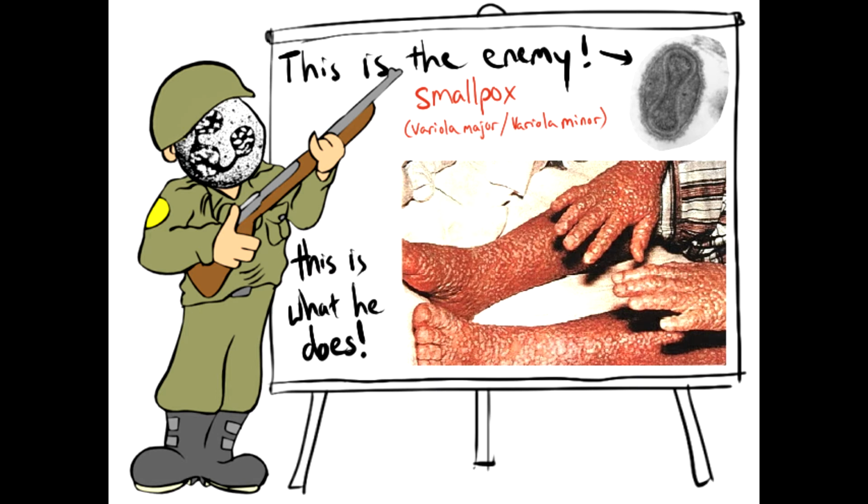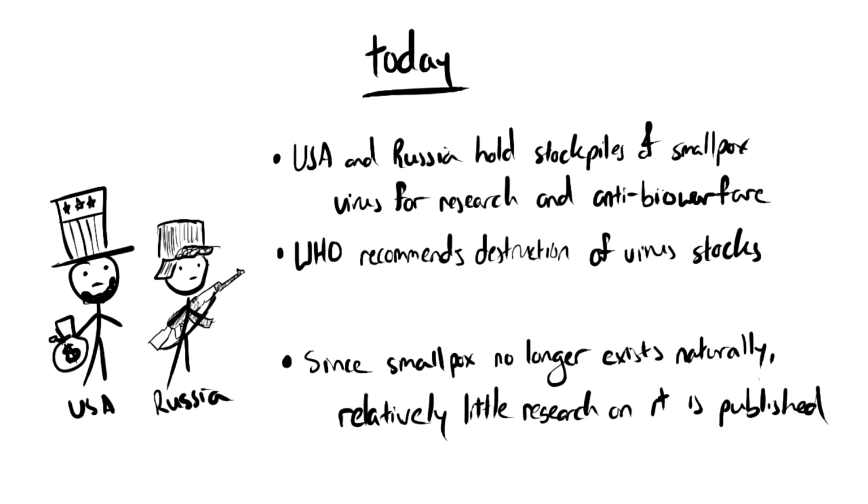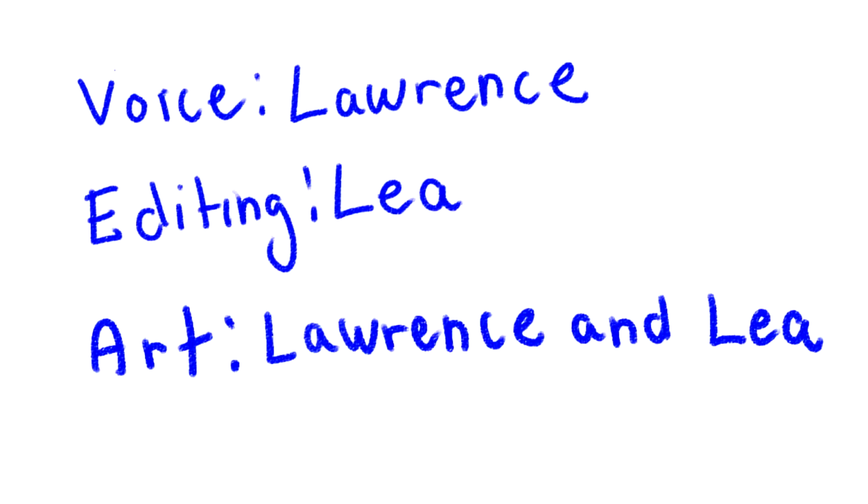This is the enemy, smallpox, and this is what he does. Smallpox was thought to have originated in India about 3,000 years ago and spread across the world via human migration, but archaeological evidence of the origin and spread is uncertain. Today, smallpox has been eradicated due to a global effort by the World Health Organization, and the only remaining stocks of the disease in the world are in the US and Russia.